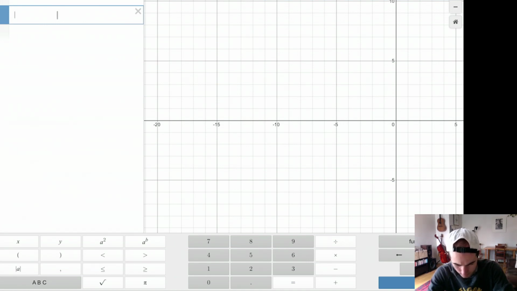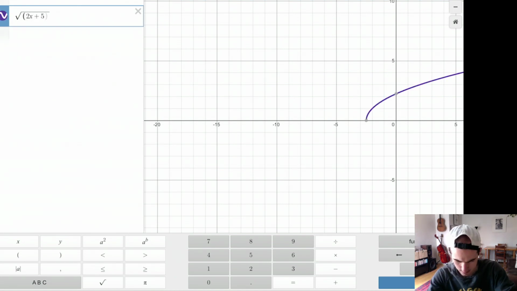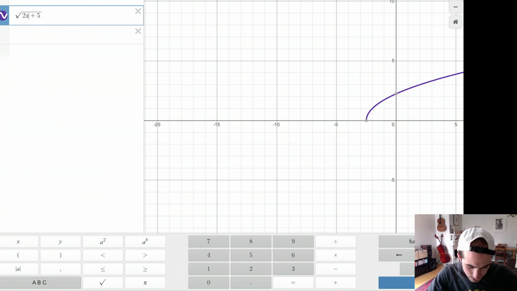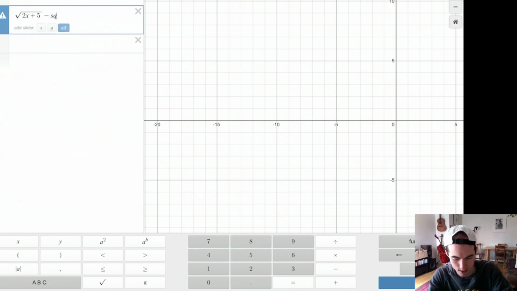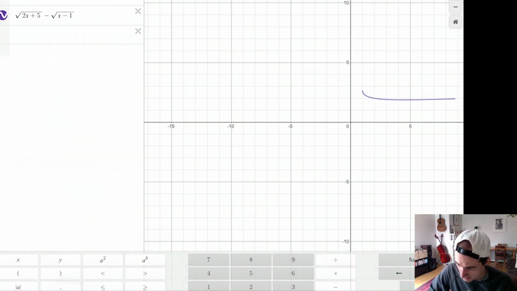Okay, so I've got the square root of 2x plus 5. Okay, and I don't know why there's brackets there. I'll get rid of those brackets, not that they really do anything. 2x plus 5. Okay, and then I'm subtracting the square root of x minus 1. x minus 1. Okay, good. And so that's one side of the equation.